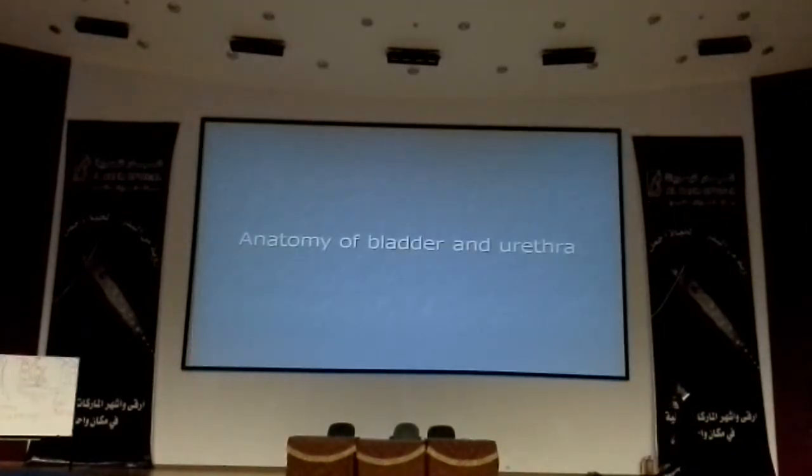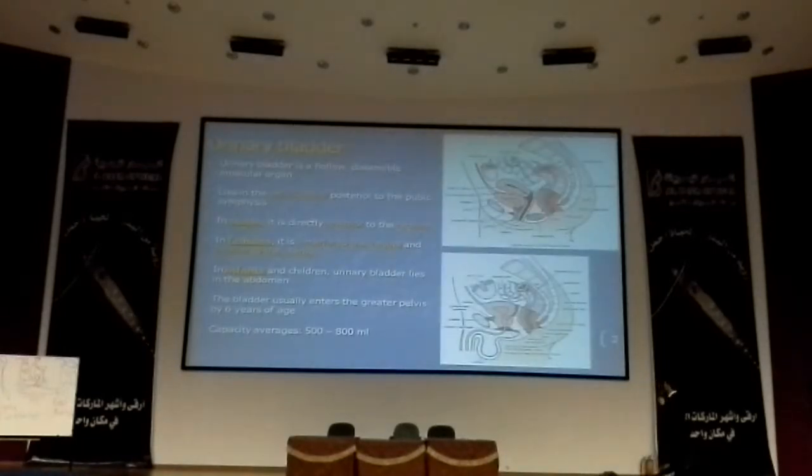What about the anatomy of the urinary bladder and urethra? Yes, next. Now, as you see, this is a urinary bladder, which is considered to be a hollow, distensible, muscular organ. That means it is composed mainly of muscle. There is an outer layer of muscle, and inside there is a mucosa.